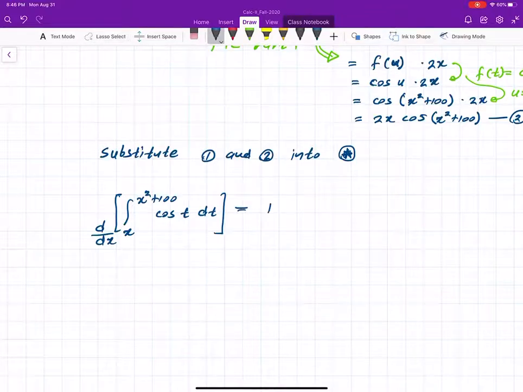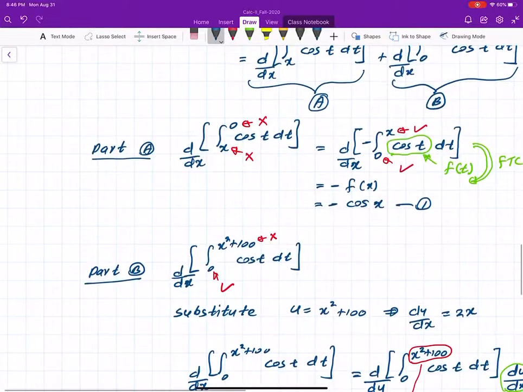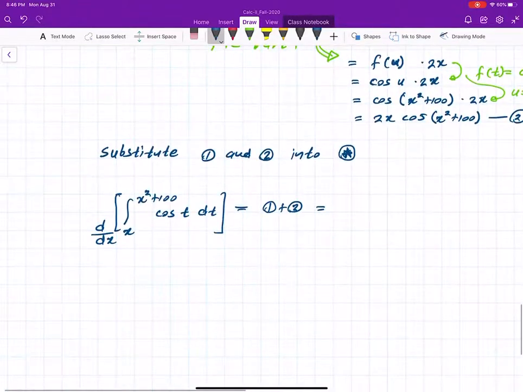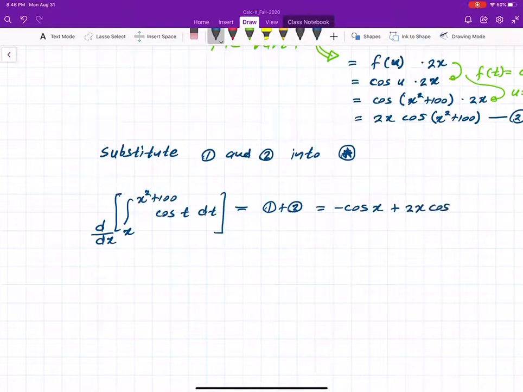That equals 1 plus 2. That means 1 minus cos x plus 2 means 2x cos x square plus 100. Alright, so that is the solution for the given problem.